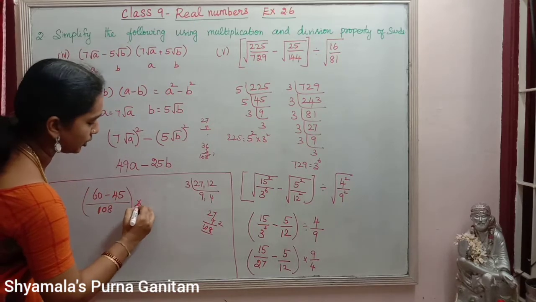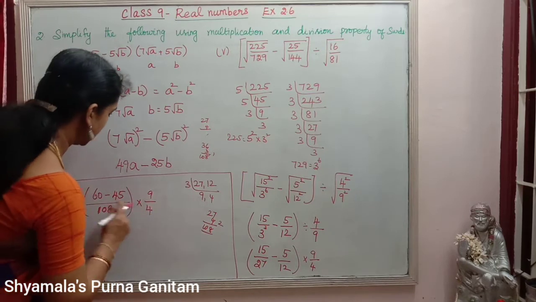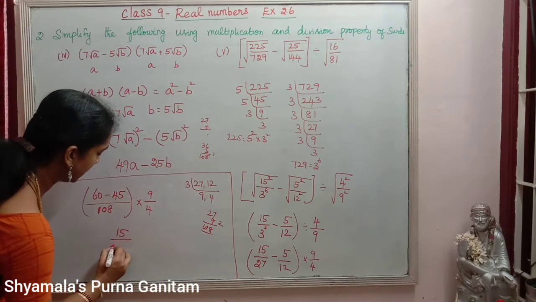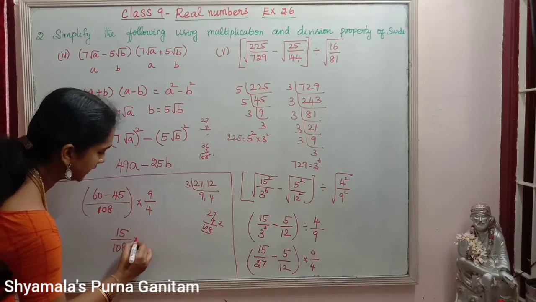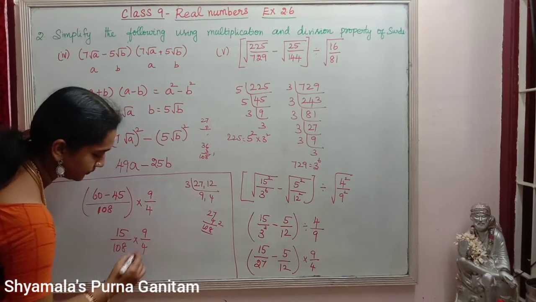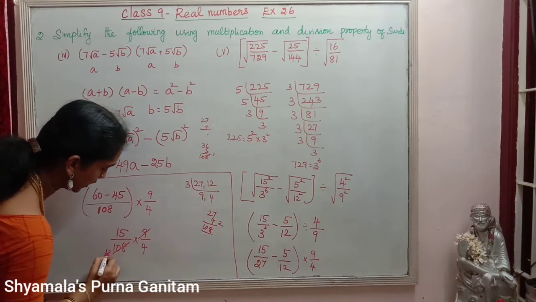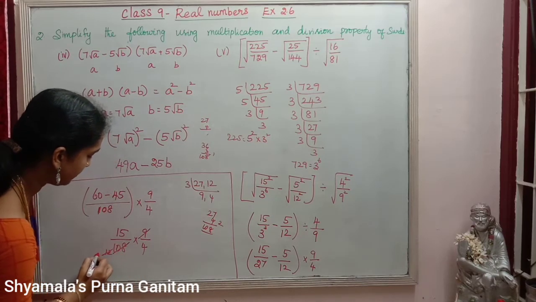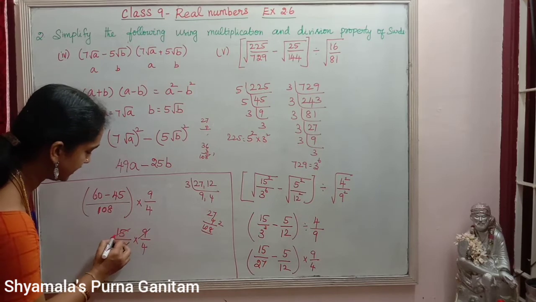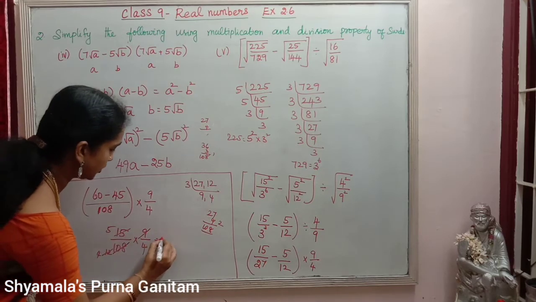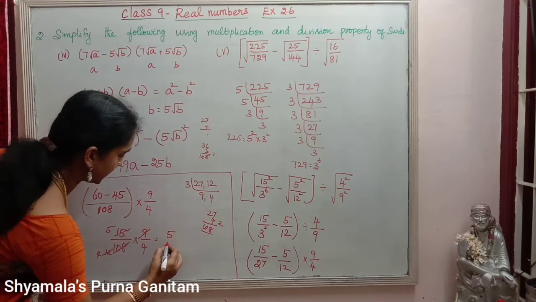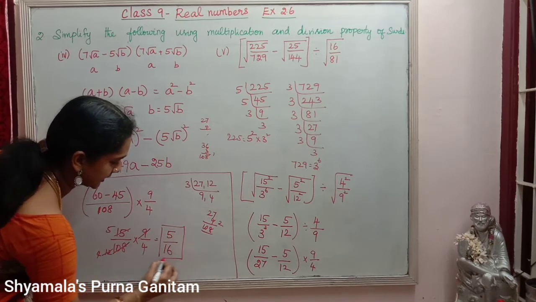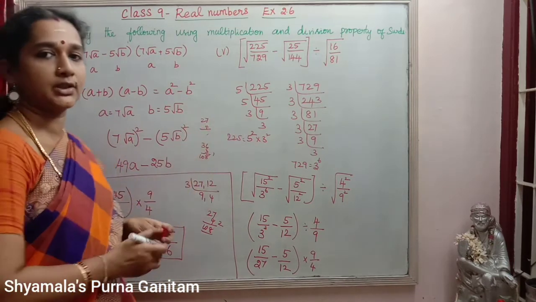Okay, into 9 by 4. So 60 minus 45 is 15. 15 by 108 into 9 by 4. So 9 12s are 108, and then 3 4s are 12, 3 5s are 15. So the answer for this is 5 by 4 4s are 16, so 5 by 16 is the answer for this.